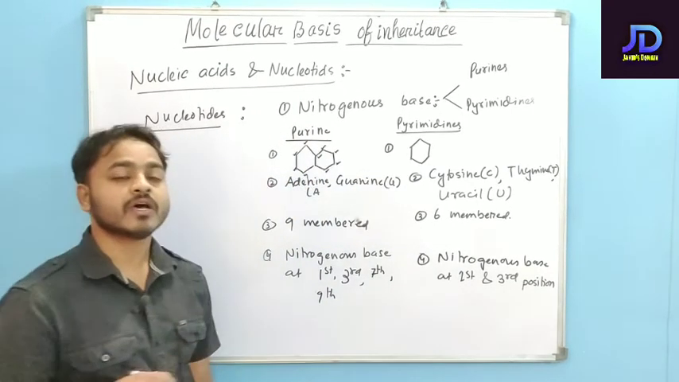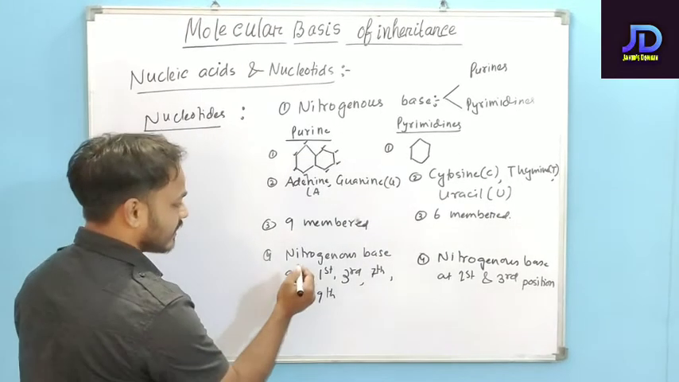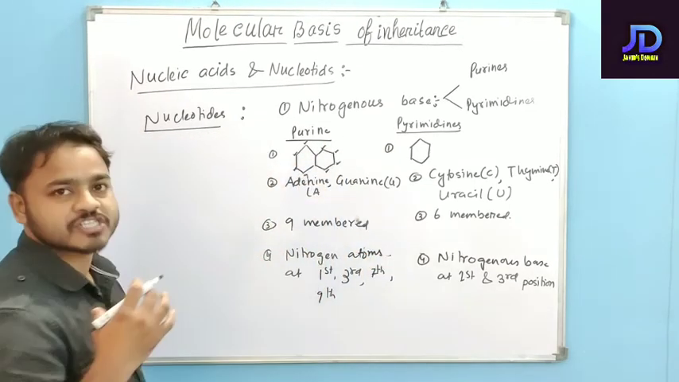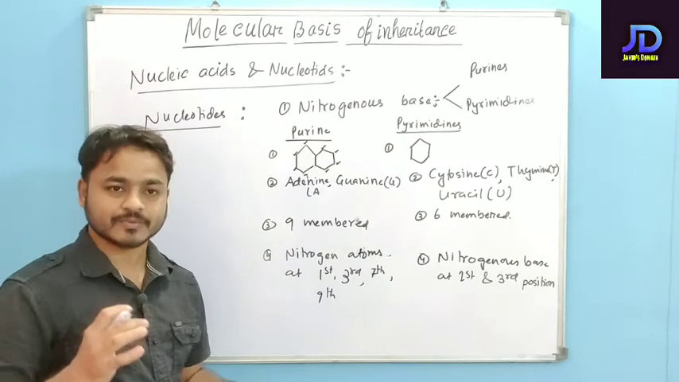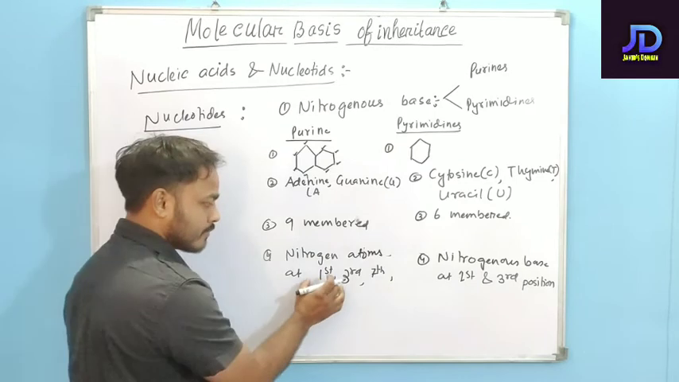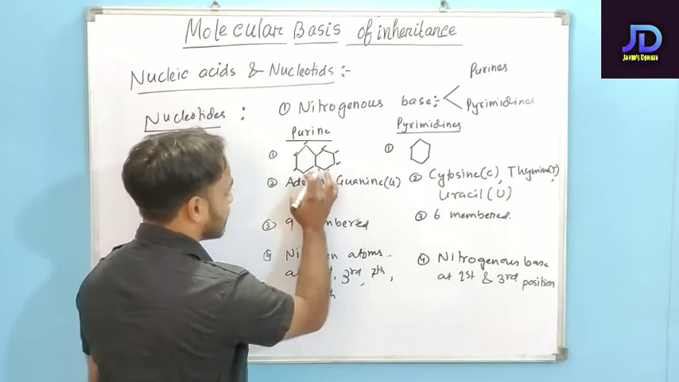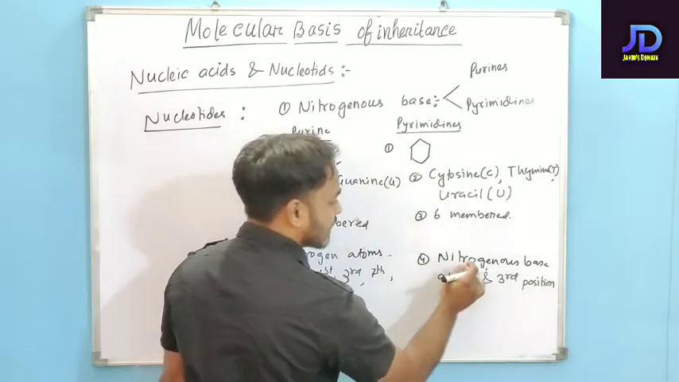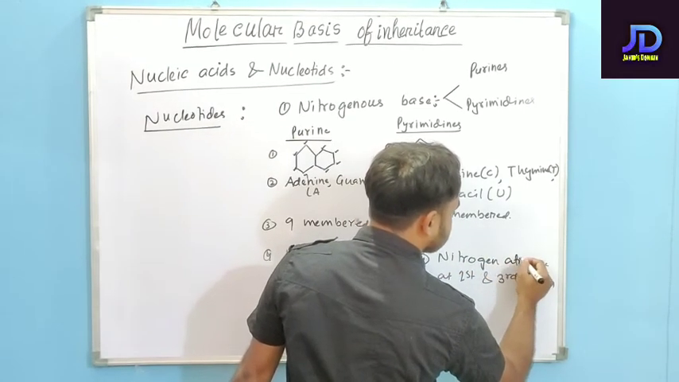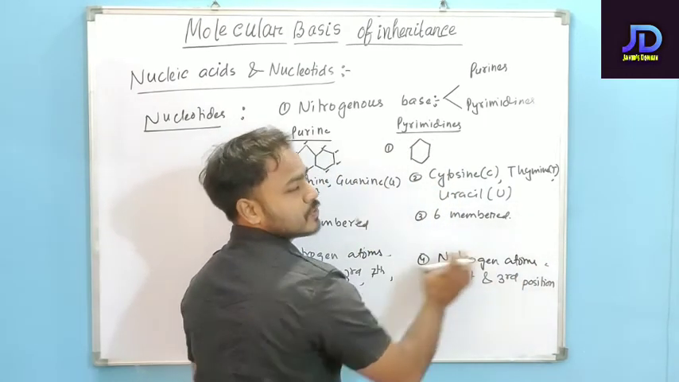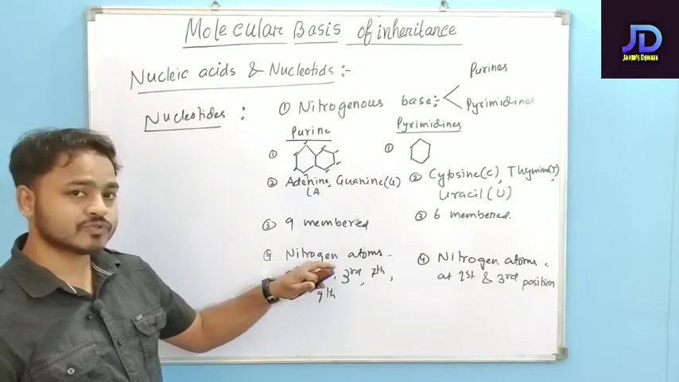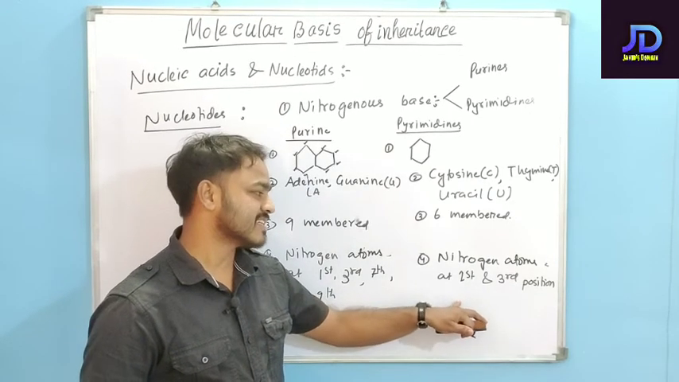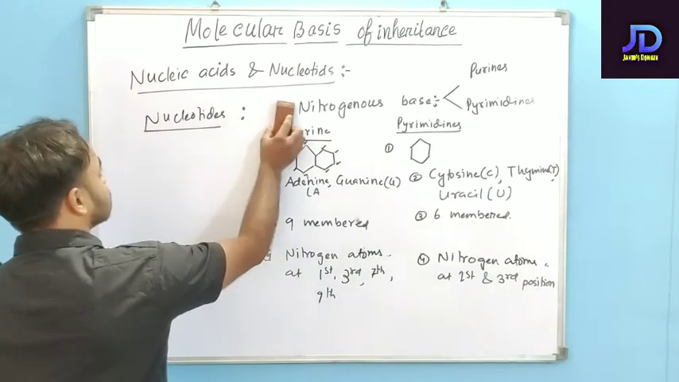Now we will discuss about the pentose sugar. See here, the nitrogenous base is wrong, it should be nitrogen atoms. Sorry, nitrogen atoms. For the purines, the nitrogen atoms will be at first, third, 7th and 9th position. In this case the nitrogen atoms will be present at first and third position. Now we will see the pentose sugar.